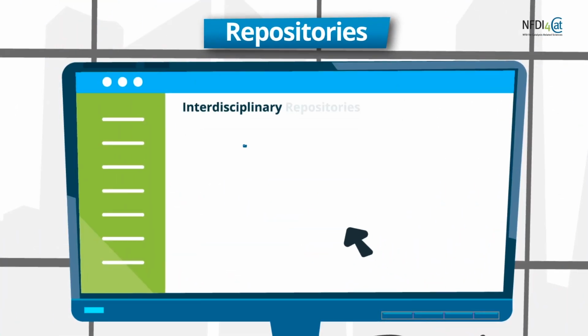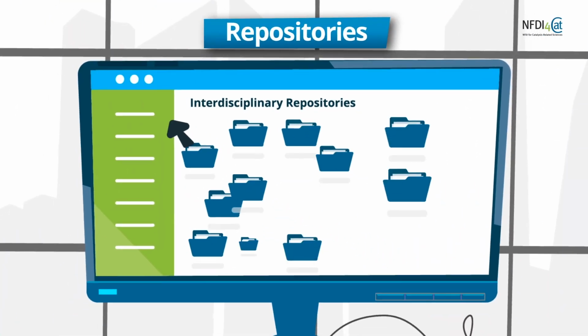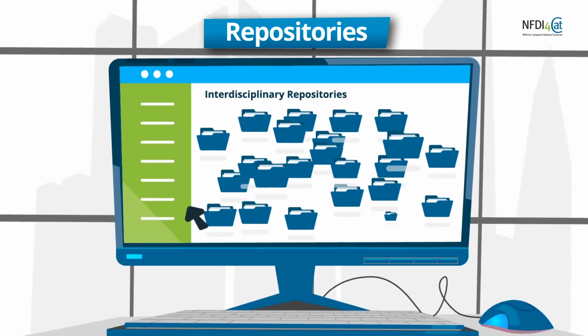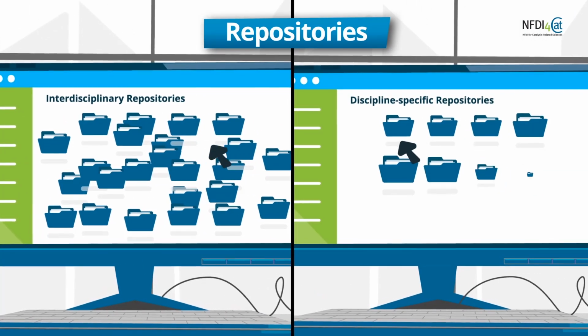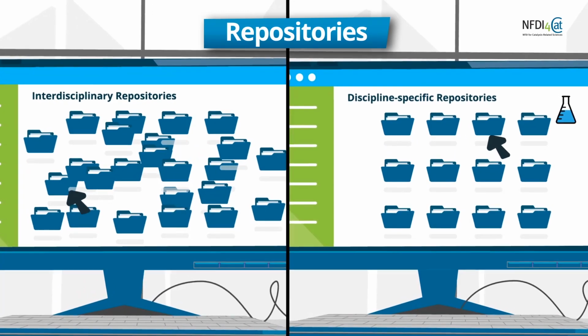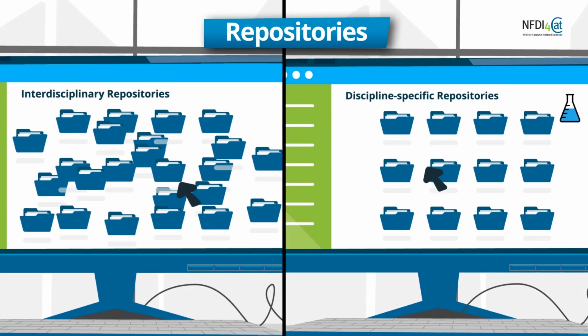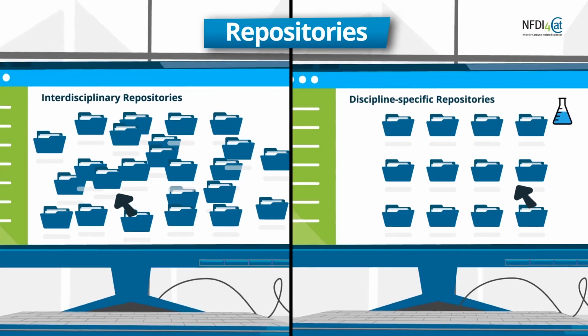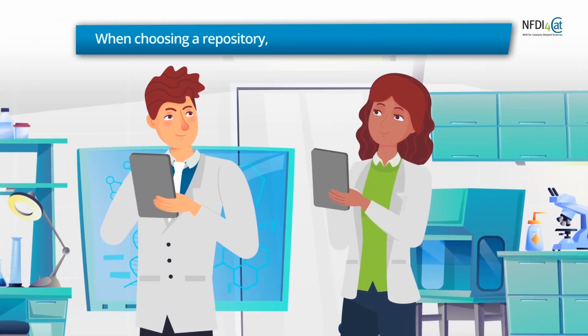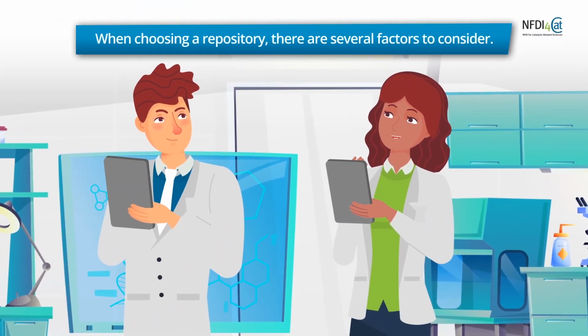Then there are repositories, the structured databases that ensure visibility, preservation, and documentation of datasets. In our video series, we also have a video that covers repositories in detail, highlighting their additional functionalities like versioning or persistent identifiers for data, all also crucial for making data findable. When choosing a repository, there are several factors to consider.